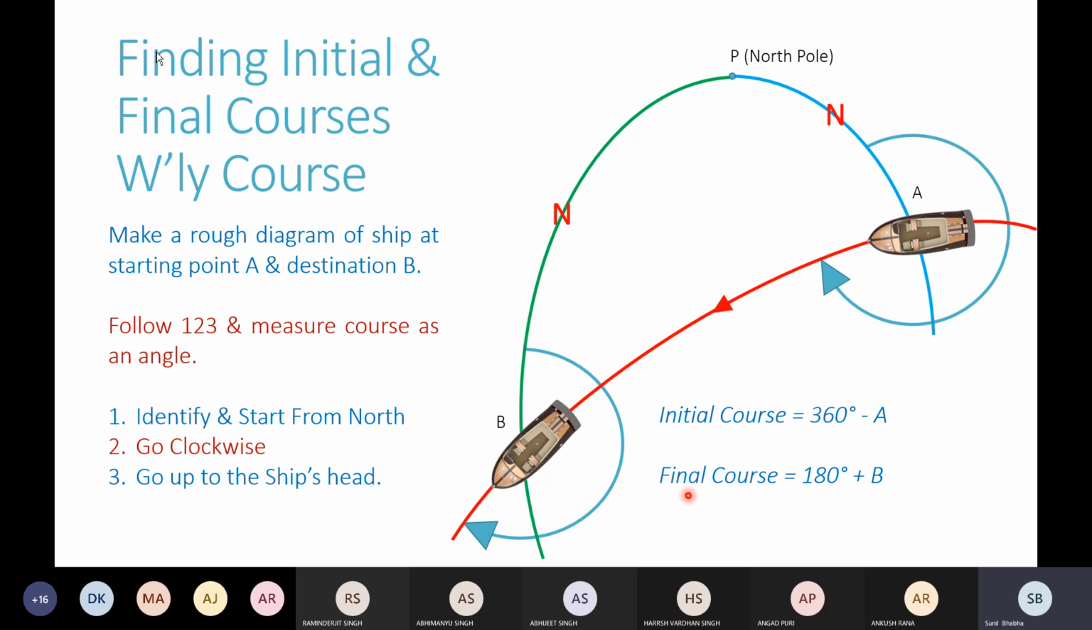So you can see here, the final course will be 180 degrees plus angle B. So you can see now how knowing the initial and final angles, angle A and angle B, helps us to calculate the initial and final courses. In this case, none of the angles was equal to the course. So we had to use the diagram and the 1, 2, 3 method to find out what is our initial and final course.